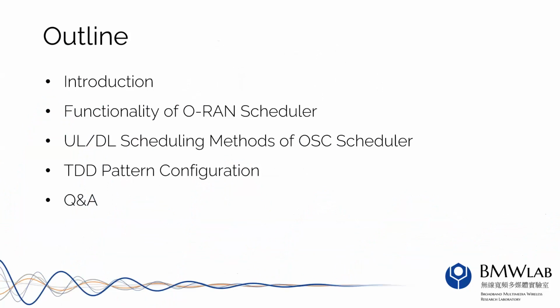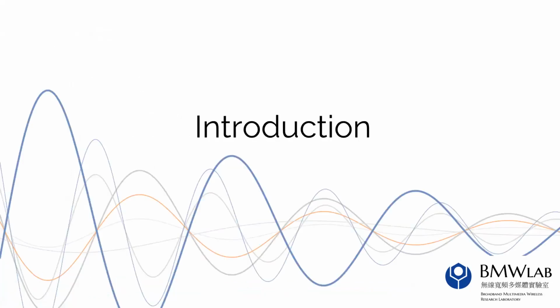For today's topic, first I will briefly explain what the Max Scheduler is and what the purpose of the scheduler is. Then I will introduce the functionality of the Orange scheduler. And the third part, I will show you how the OSC scheduler does the uplink and downlink scheduling. The next part, I will show how to configure the TDD pattern for OSC DU high. And this is our agenda today. Let's start with the introduction part.